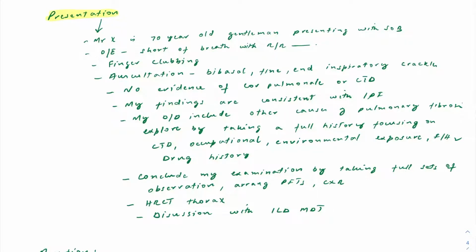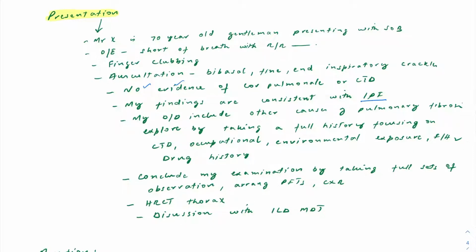There is no evidence of cor pulmonale or connective tissue disease. So my findings are consistent with idiopathic pulmonary fibrosis. Suppose you don't have any clue about the cause of the pulmonary fibrosis, you can safely put idiopathic pulmonary fibrosis by mentioning that you don't find any evidence of cor pulmonale or connective tissue disease.